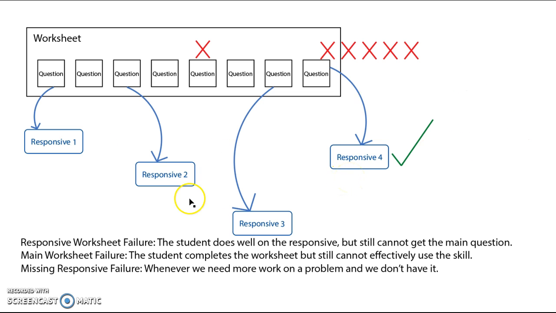So if we look at this sort of idea, if we have this responsive worksheet failure, the responsive didn't work. The missing responsive failure, that's question 5. This other one in the middle here is also a pretty big one. It's a main worksheet failure, and this is a bit harder to see sometimes.